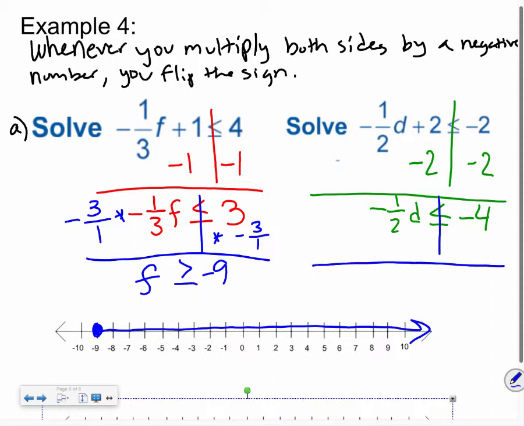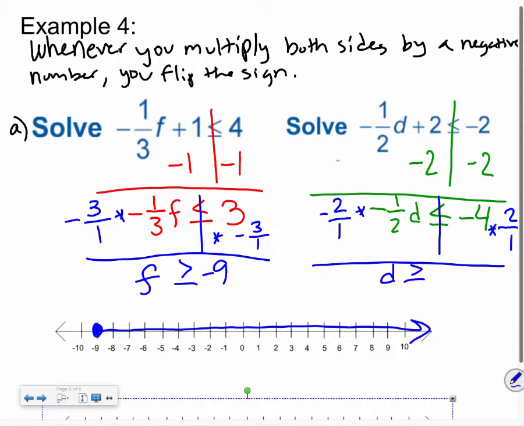Alright, so now I have negative 1/2 d. That means I'm multiplying negative 1/2 times d. In order to undo that multiplication, I'm going to divide. Dividing fractions is the same as multiplying by the reciprocal. So that's negative 2/1. What I do to one side, I must do to the other. I'm left with d. I multiplied both sides by a negative number, so that becomes greater than or equal to.